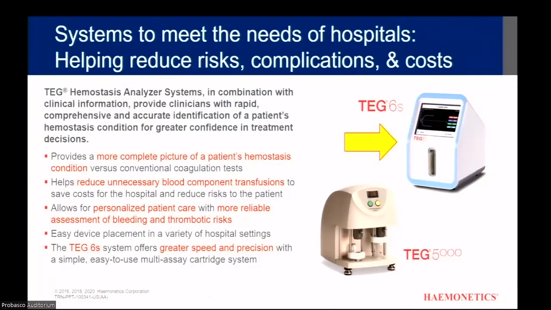This picture is just to show you where we're coming from to where we're going. The TEG 5000 currently lives down in the laboratory. That's where the samples are being run right now. It does require manual mixing of reagents, and there is a bit of a time constraint associated with those samples. The upgrade will be to the TEG 6S, which is a cartridge-based device.